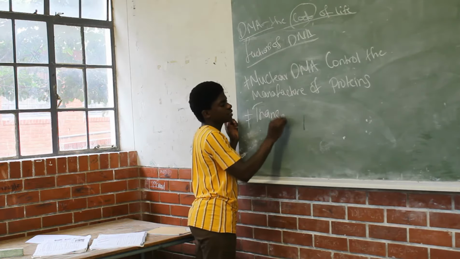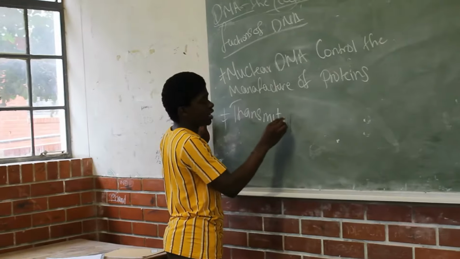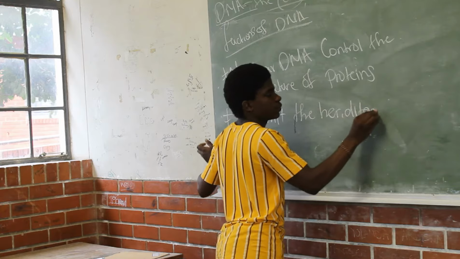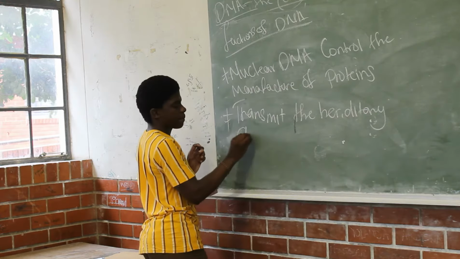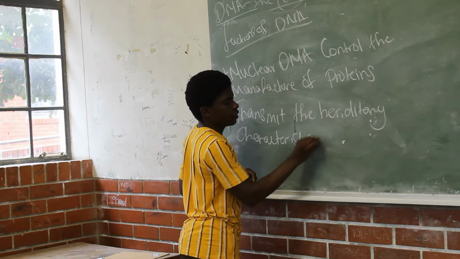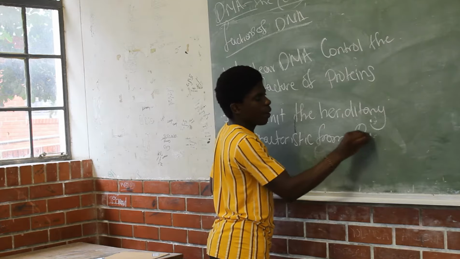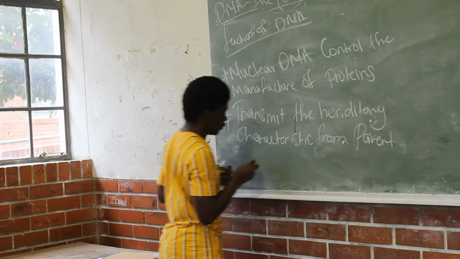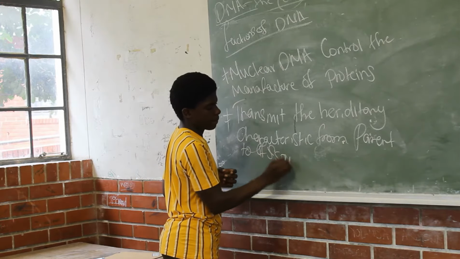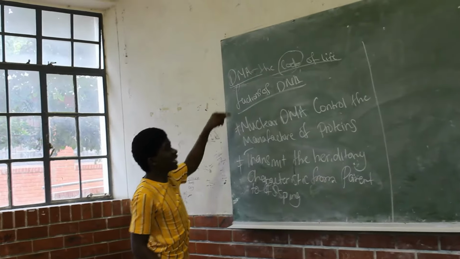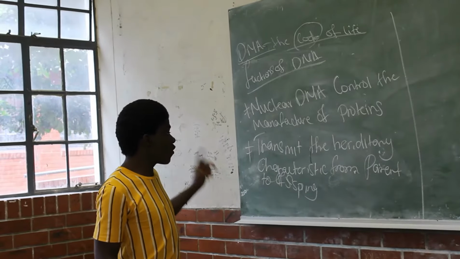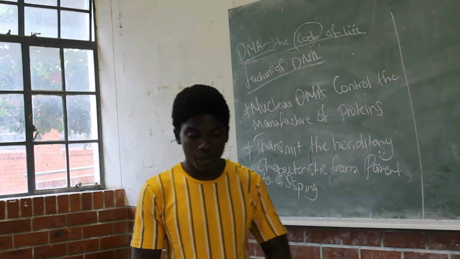So again, nuclear DNA transmits the hereditary characteristics from parents to offspring. It is nuclear DNA that is responsible for the transmitting of hereditary characteristics from parents to offspring.